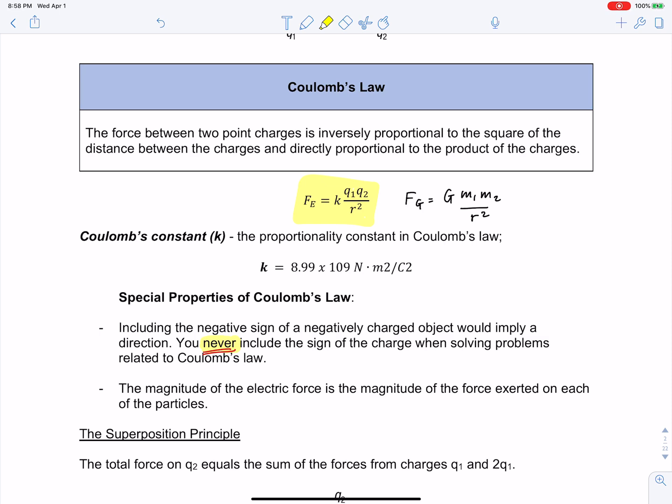The second point that we need to remember is that the magnitude of the electric force is the magnitude of the force exerted on each of the particles.